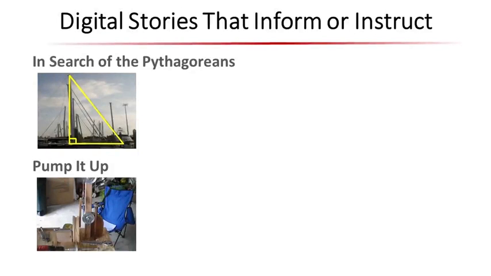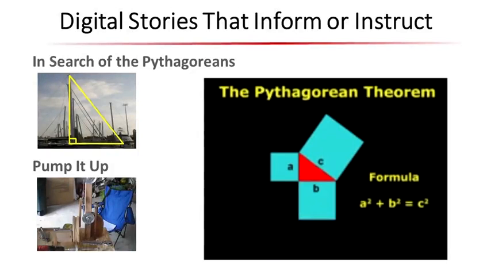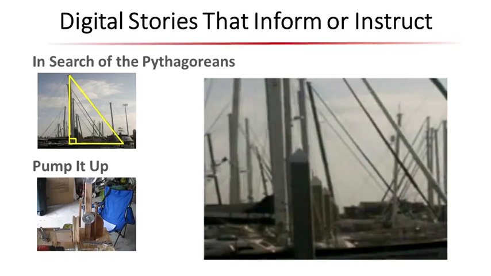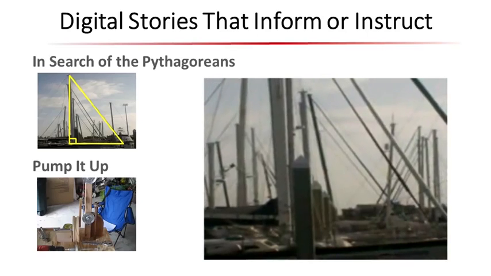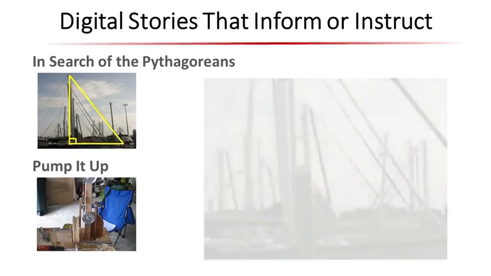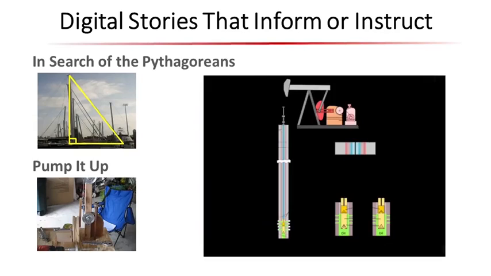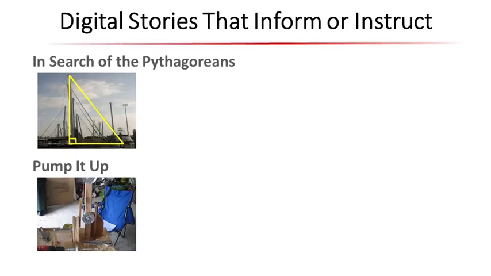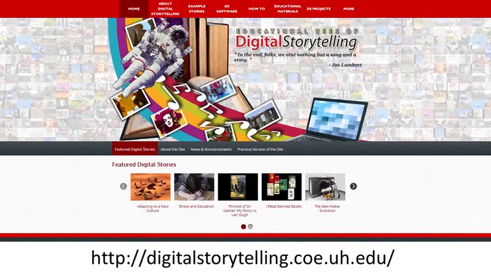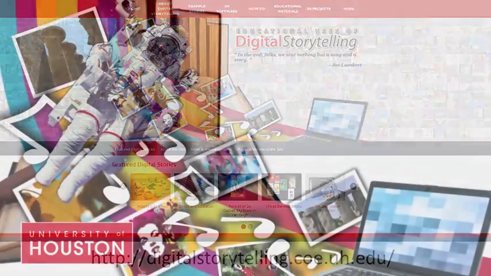Some good examples of digital stories that inform or instruct include In Search of the Pythagoreans, which presents the history and meaning of the Pythagorean theorem with real-life examples that explain the theorem and show how it is relevant to modern life. In Pump It Up, the author explores the concept of pump jacks and simple machines through the scientific research and design method. And remember that all of the digital stories shown here can be viewed in their entirety on the Educational Uses of Digital Storytelling website.